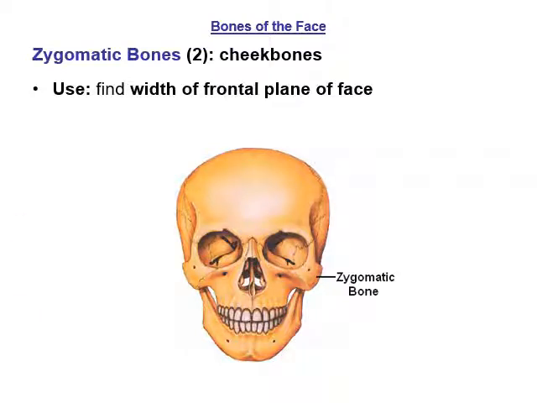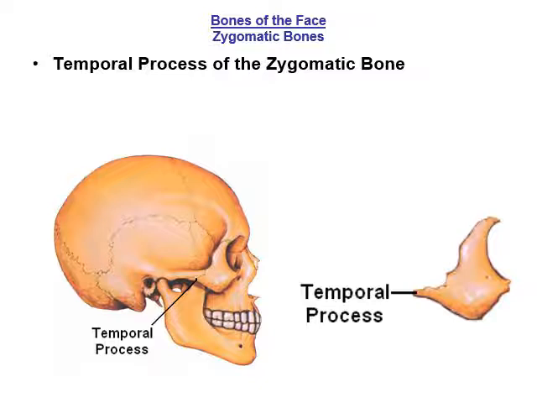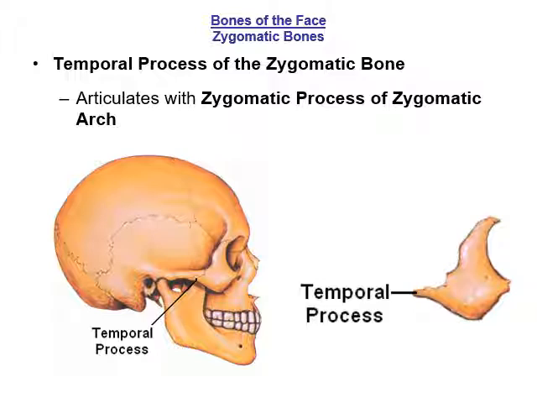Now, remember that we measure the width of the face using the zygomatic arches, which are part of the temporal bone. The temporal process of the zygomatic bone there. We call it the temporal process because it is the part of the zygomatic bone that articulates with the temporal bone. So it's what connects the zygomatic bone to the zygomatic arch. That's where technically the zygomatic process of the zygomatic arch articulates with the temporal process of the zygomatic bone.